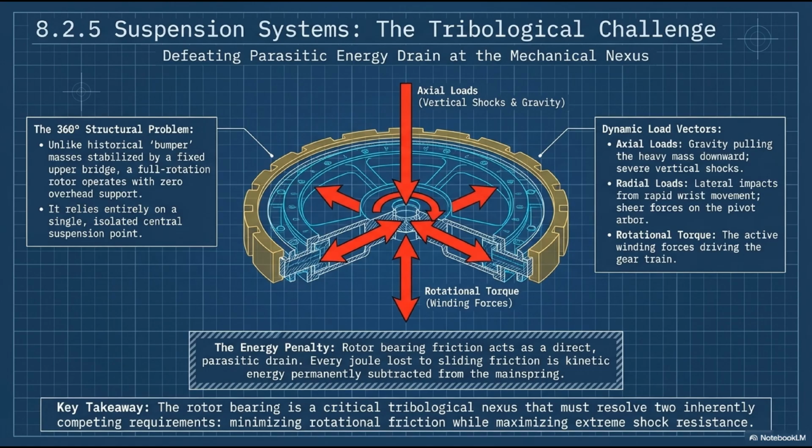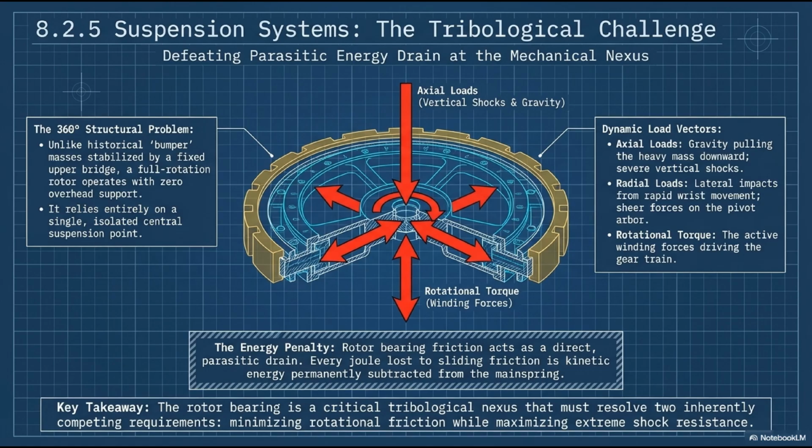Now look at the dynamic load vectors attacking this single point. We have axial loads, gravity constantly pulling the heavy tungsten mass downward, combined with severe vertical shocks from drops. We have radial loads, lateral impacts from rapid wrist movement creating violent shear forces snapping against the pivot arbor. And we have rotational torque, the active winding forces fighting to drive the gear train.